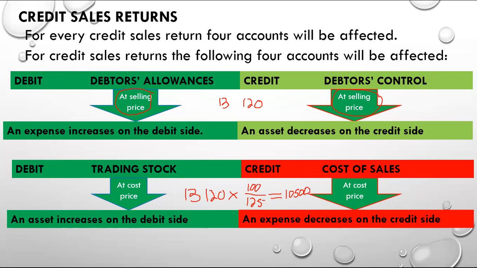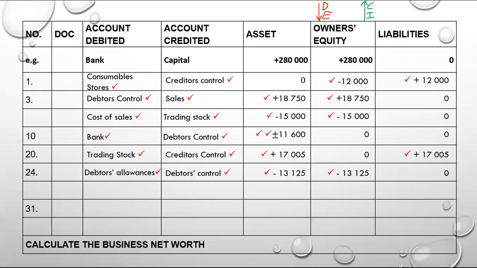We will basically debit trading stock because we are getting more stock. Why are we getting more stock? Because the debtor returned goods. We will basically debit trading stock by 10,500 and credit cost of sales by 10,500. Trading stock is an asset. It means that our asset will go up by 10,500.